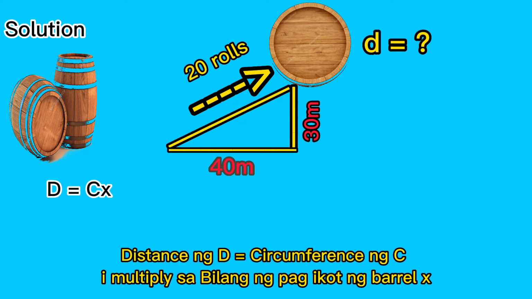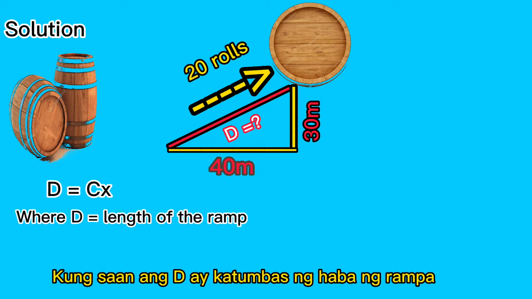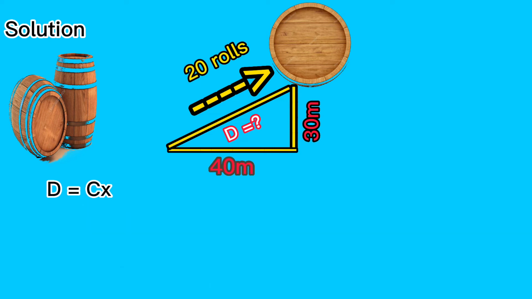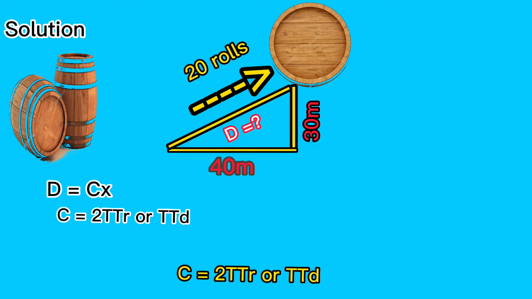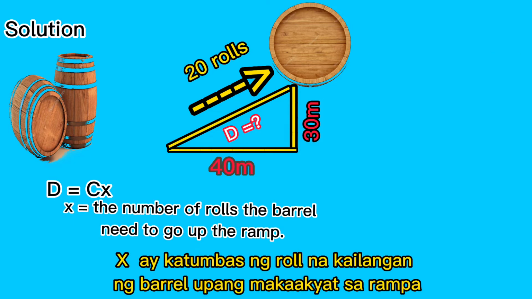Distance d equals circumference C multiplied by the number of rolls of the barrel x, where d equals the length of the ramp. C equals 2 pi radius r, or pi diameter d. X equals the number of rolls the barrel needs to go up the ramp.